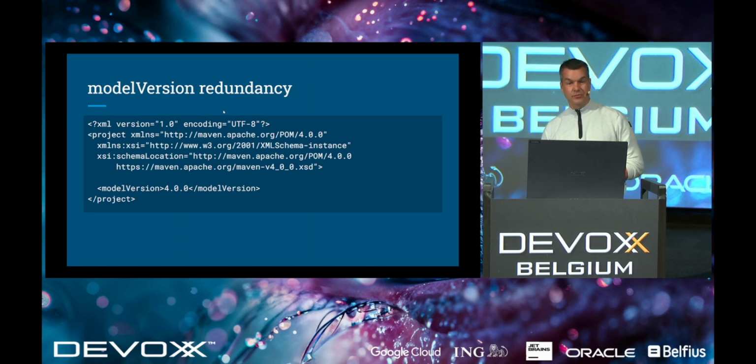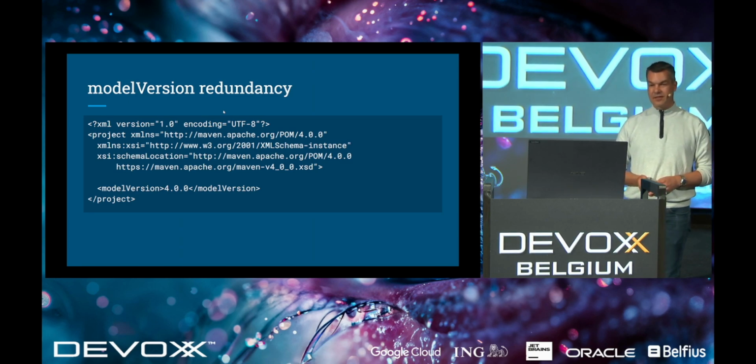And that's why we need a new version of Maven. To remove one XML element. Oh, I think we can do more.